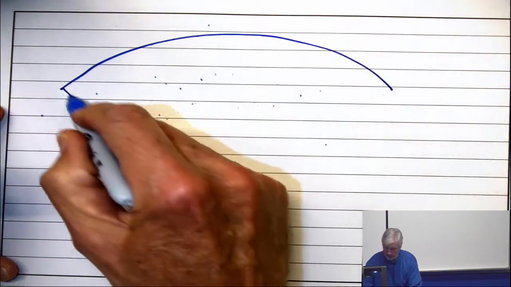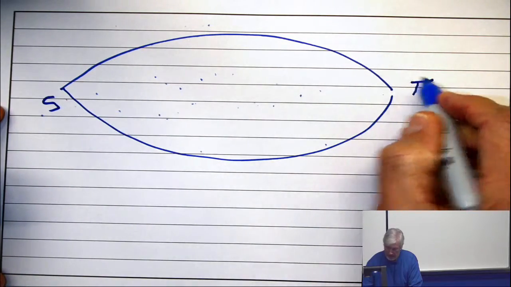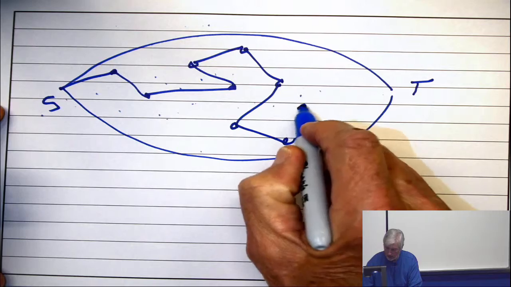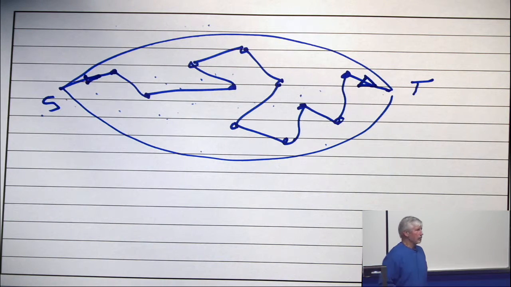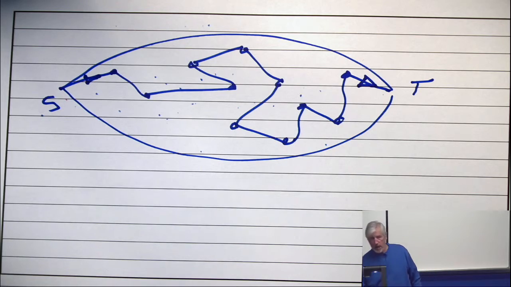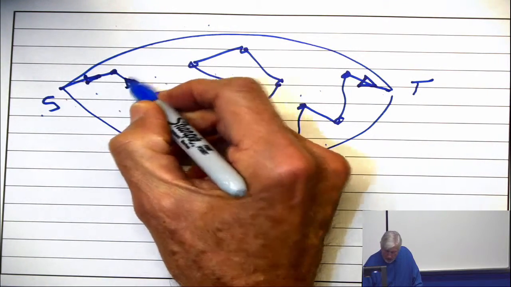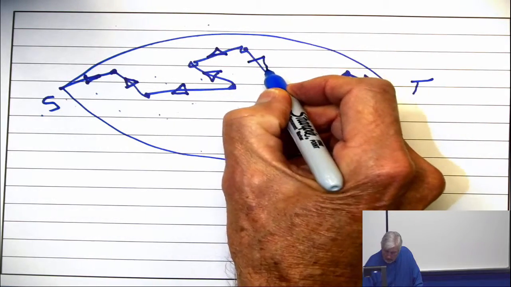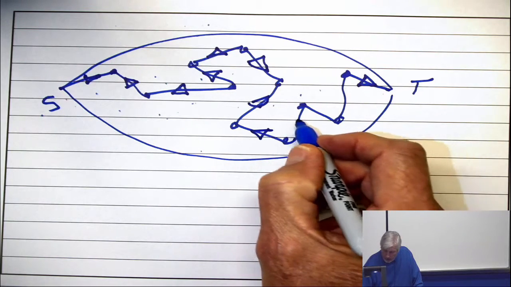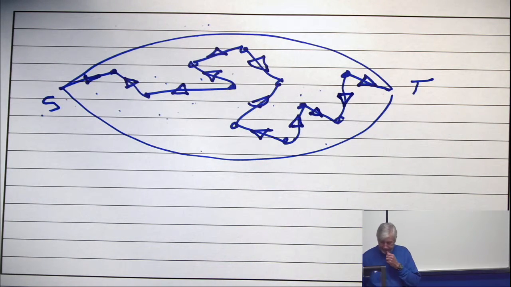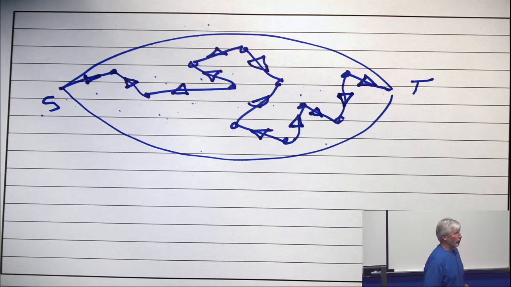I'm going to have a network, and I'm going to find a path from source to sink. Now that edge is directed that way, and that edge is directed that way, but all the other edges can go any way you want them to, from S to T or backwards. So this edge might be directed this way, and so is this one. This one might be directed that way, so is this one. So I'm just putting random arrowheads on these.